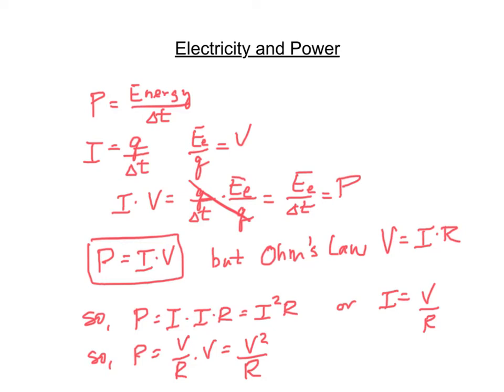Okay, in this screencast, the last one, I'm going to talk about electricity and power. So you'll remember that power is energy per unit of time. So it's work done or energy transferred per second. So power is a joule per second, or a watt. Think of a 60-watt light bulb, okay?